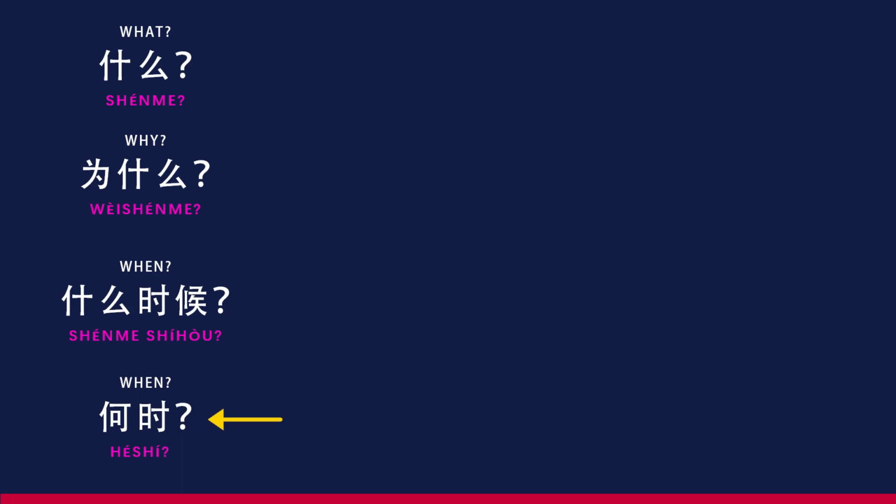Lastly, we have 何时, another term for when. 何 means what or which, and 时 means time or moment. The difference between 什么时候 and 何时 is that the first one is more detailed. Recall our previous lesson where 小时 means hour, consisting of 时 for time or moment and 小 for small. Now, let's jump into examples.